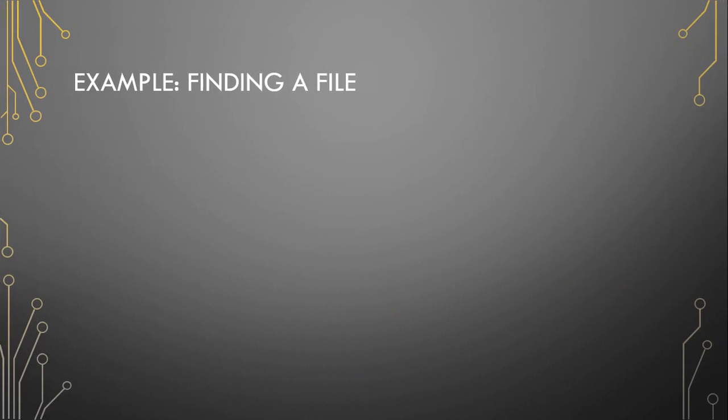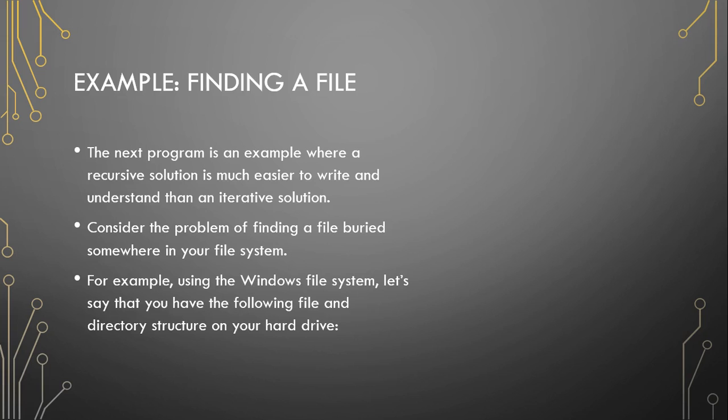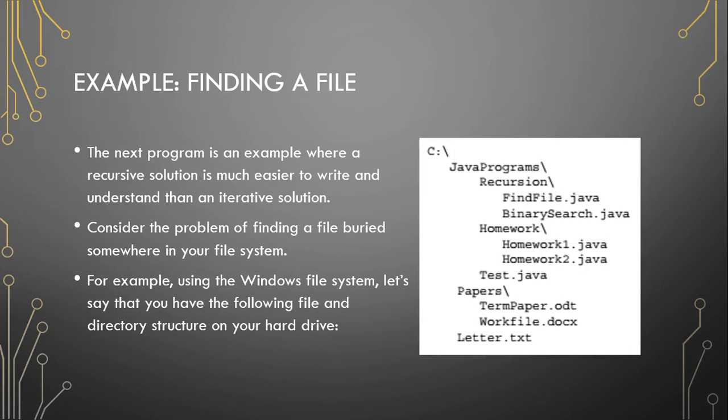All right, now let's look at this with an example, in this case called finding a file. The next program is an example where a recursive solution is easier to write and understand than the iterative version. Consider the problem of trying to find a file buried somewhere in your file system. For example, using the Windows file system, let's say you have the following file and directory structure on your hard drive. On your C drive, you have Java programs, you have papers and letter.txt on the first level. Inside of Java programs, you'll have 2 folders, recursion and homework, and another file called test.java. Inside of recursion, findfile.java and binarysearch.java, etc., etc.